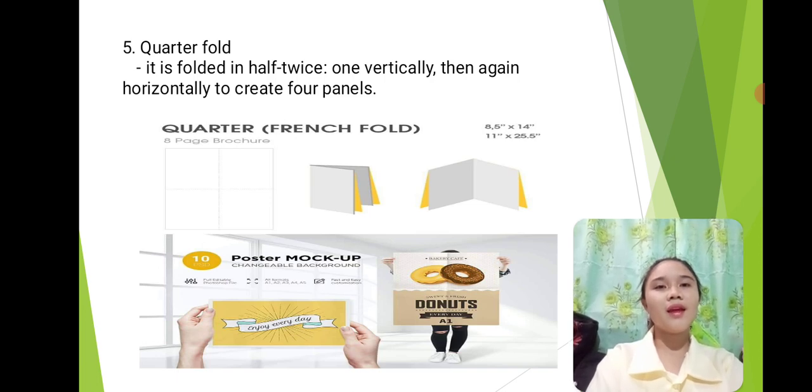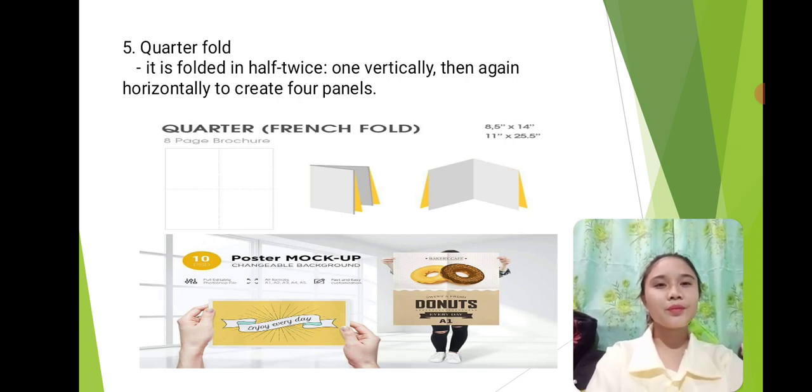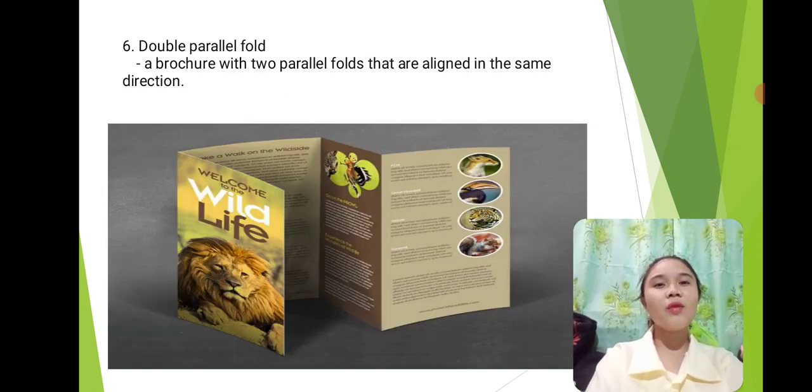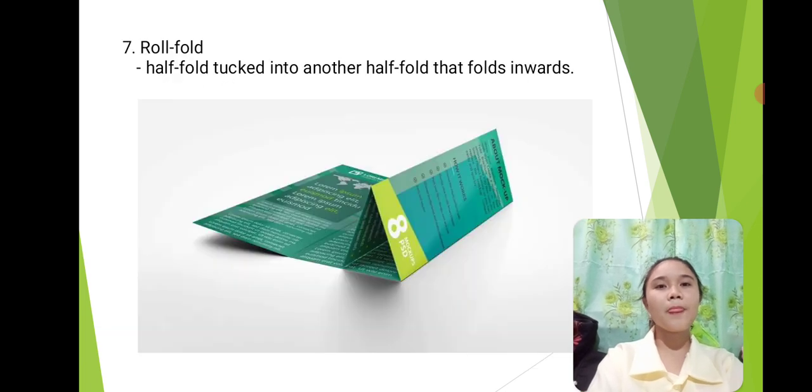Quarter fold. It is folded in half twice, once vertically, then again horizontally to create 4 panels. We usually see this kind of brochure as a menu in a restaurant or even in an invitation. Number 6 is double parallel fold. It refers to a brochure with two parallel folds that are aligned in the same direction. Roll fold. A half fold tucked into another half fold that folds inward. It also helps our reader to have information in order.